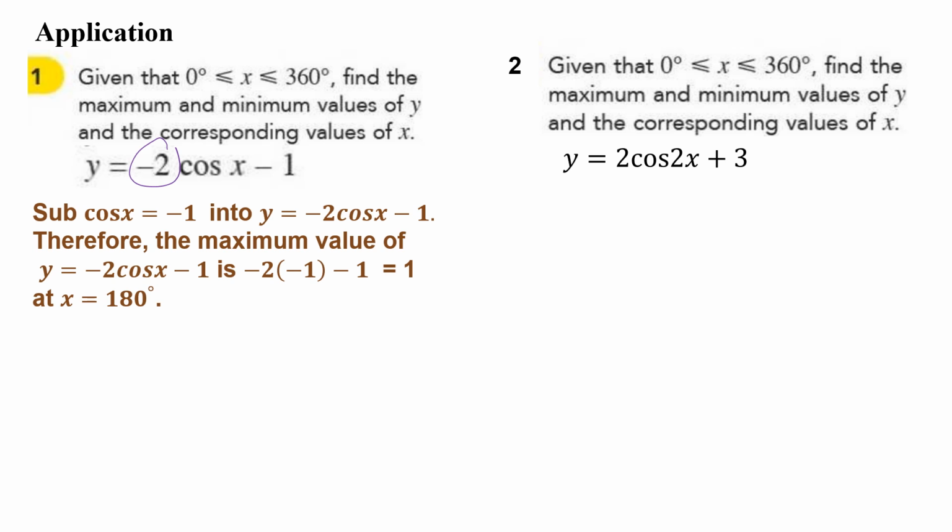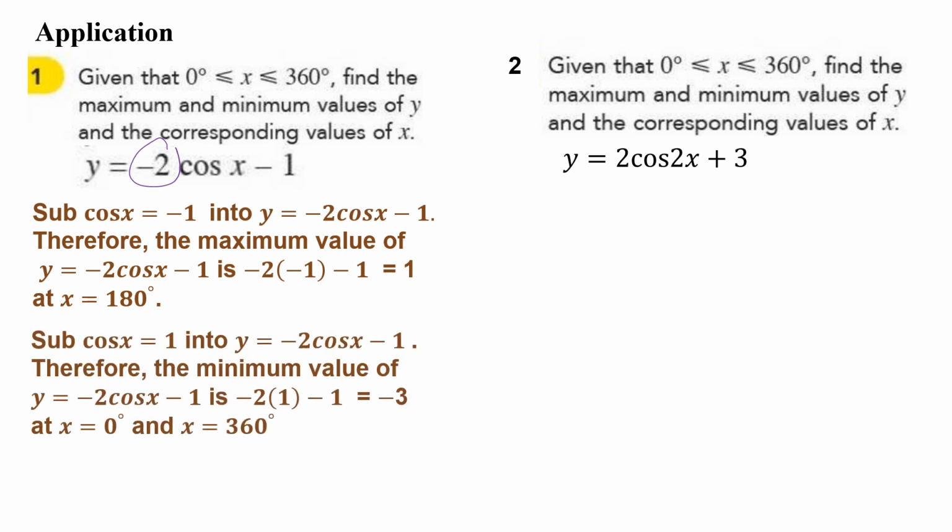And for the minimum value, we're going to substitute cos x to be 1. And if cos x equals 1, then the corresponding values of x will be 0 degrees or 360 degrees. Alright, that's another way to verify it, let's just use a calculator. Key in cosine 180, that will get -1. Key in cosine 0, you get 1. Cosine 360 degrees, you get 1. Alright, so the minimum value of y equals -2 cos x minus 1 will be -3, and that happens when your angle is 0 degrees and 360 degrees.